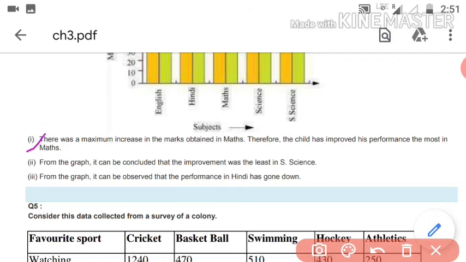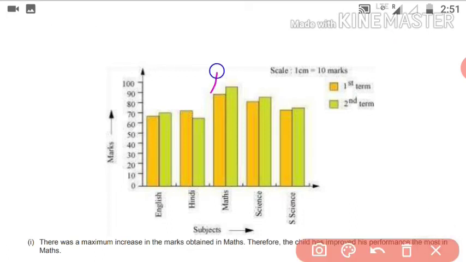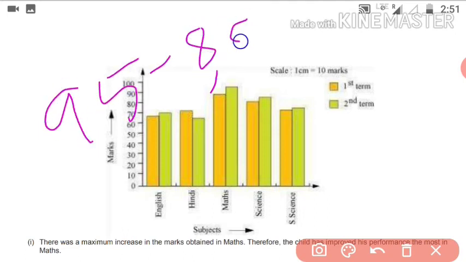So how you will write the answer? There was a maximum increase in marks obtained in maths. So you can see the graph which is increasing so much. Because the maths marks, first term is how much? 88, isn't it? First term was 88 and the second term increase was how much? 95. So if you will minus 95 minus 88, 7 you will get, isn't it? How much you will get? 7.